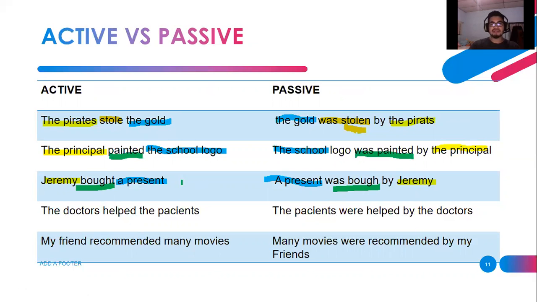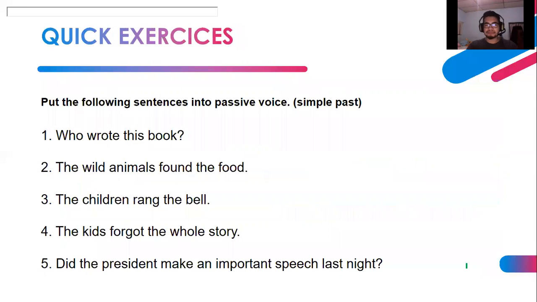We're going to repeat them together. So the pirates stole the gold, active voice. The gold was stolen by the pirates, passive voice. The principal painted the school logo, active voice. Passive voice, the school logo was painted by the principal. Active voice, Jeremy bought a present. Passive voice, a present was bought by Jeremy. Active voice, the doctor helped the patients. Passive voice, the patients were helped by the doctors. And active voice, my friend recommended many movies. And passive voice, many movies were recommended by my friend.